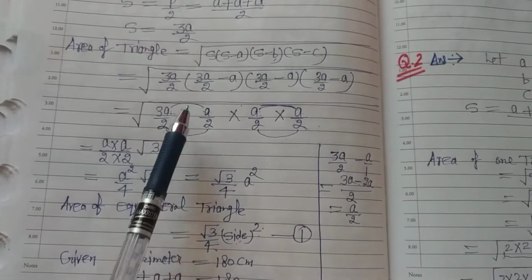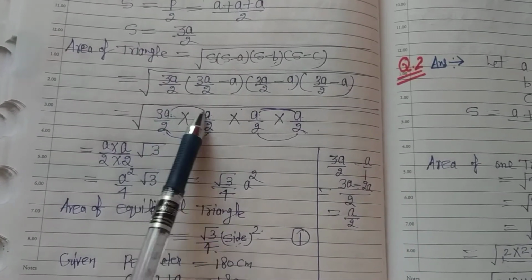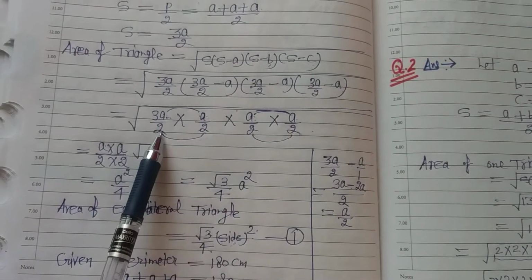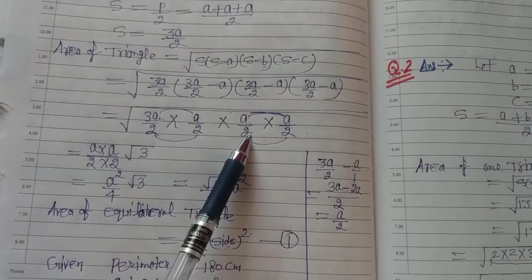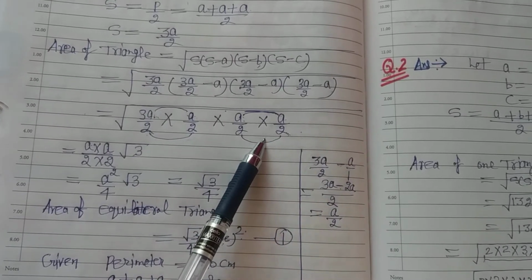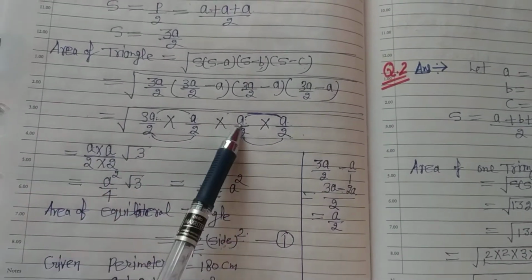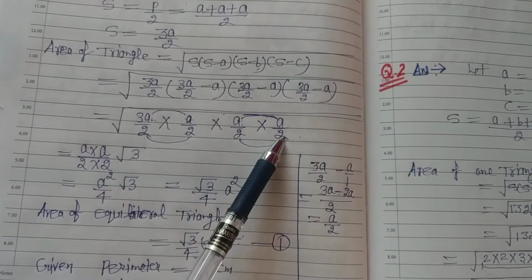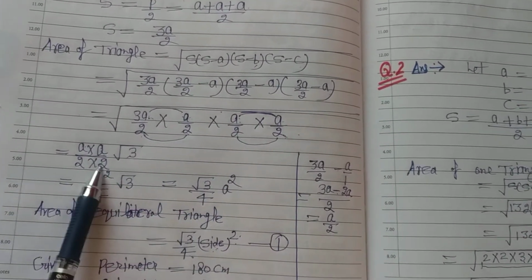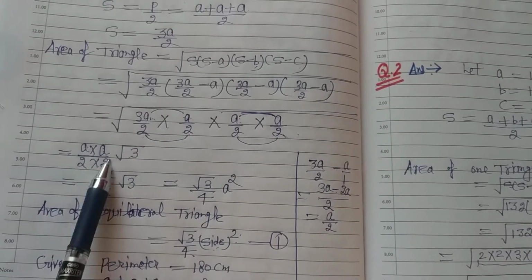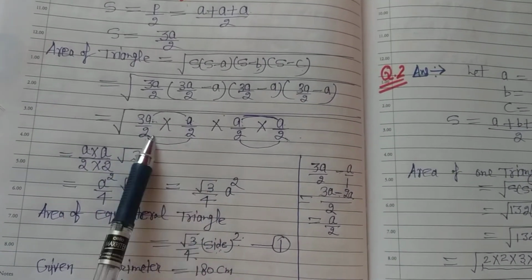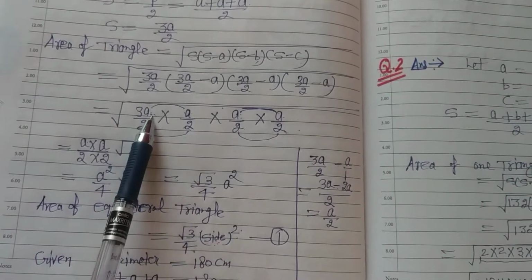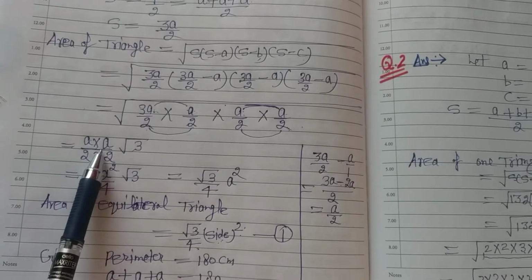Now we see here that a pair of a is completed in the numerator, another pair of a is also completed in the numerator, and a pair of 2 is completed in the denominator, another pair of 2 is also completed in the denominator. So from this pair, a will come out, and another a will come out, and in the denominator 2 will come out. Another pair of 2 is there, so 2 will come out. We write the numerator things in the numerator and the denominator things in the denominator.